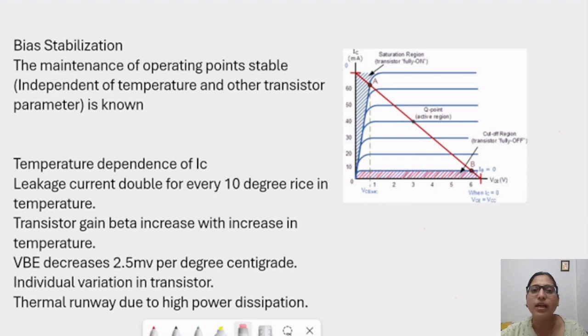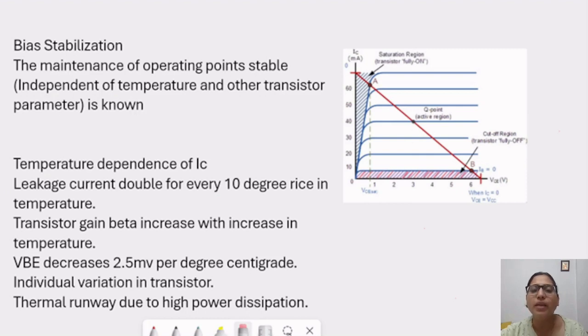In this class, we will study about bias stabilization. In our earlier class, we completed our discussion on DC load line and we already found the Q point on the DC load line. Q point is nothing but the operating point of the transistor from where we can get the maximum output of the transistor.